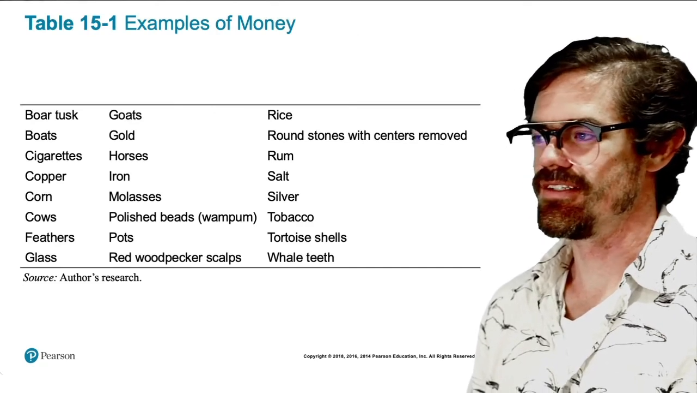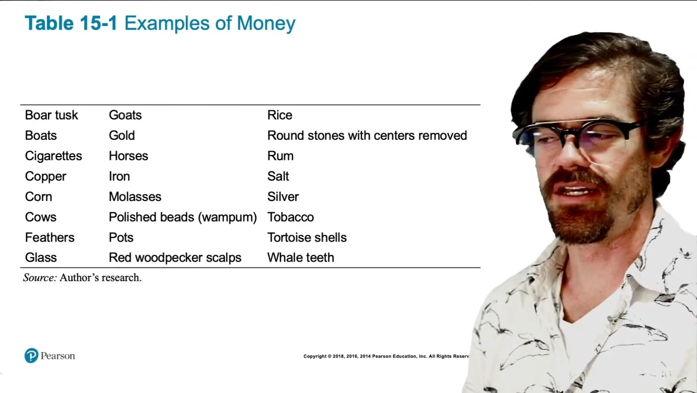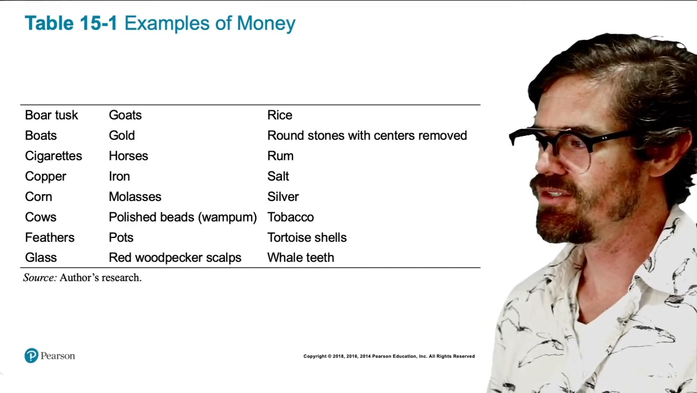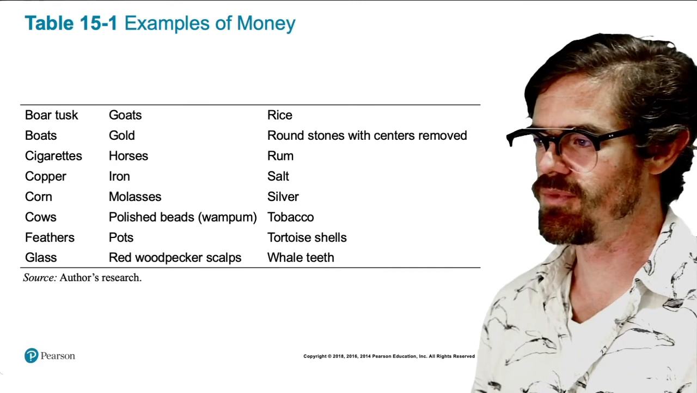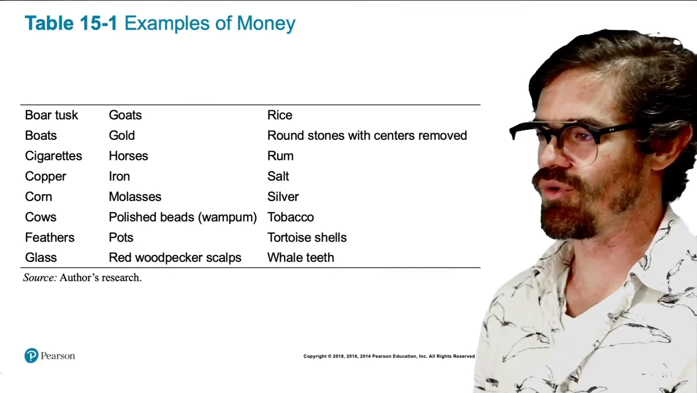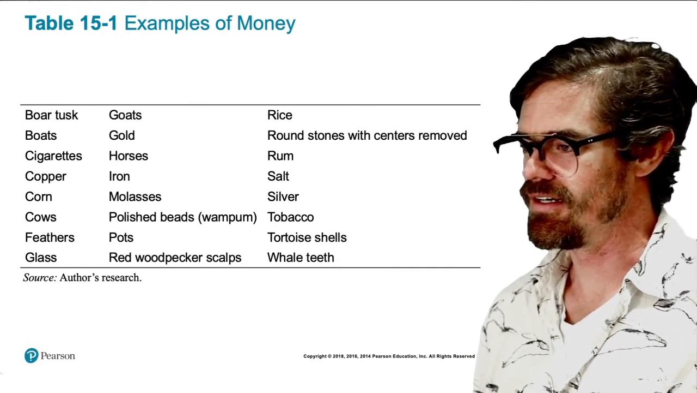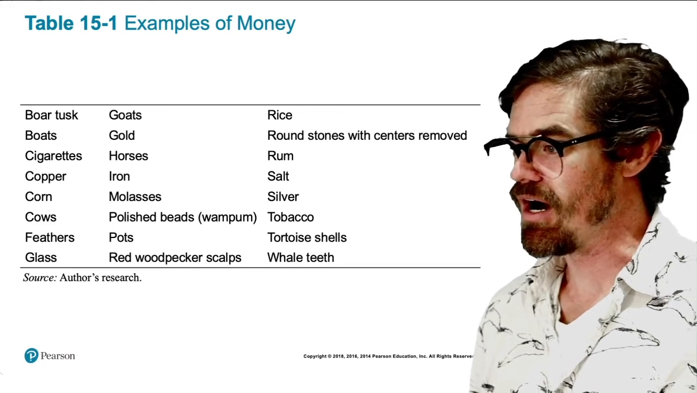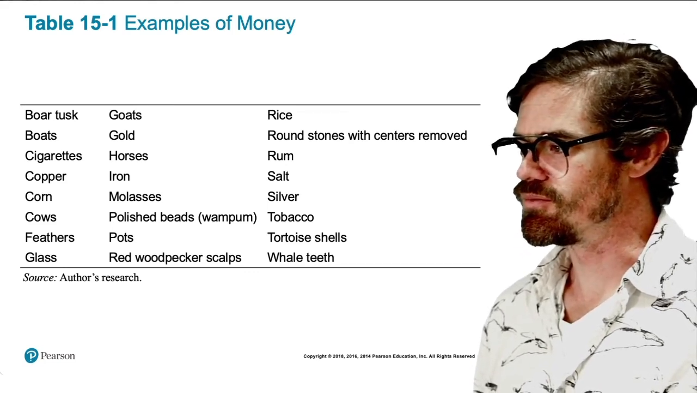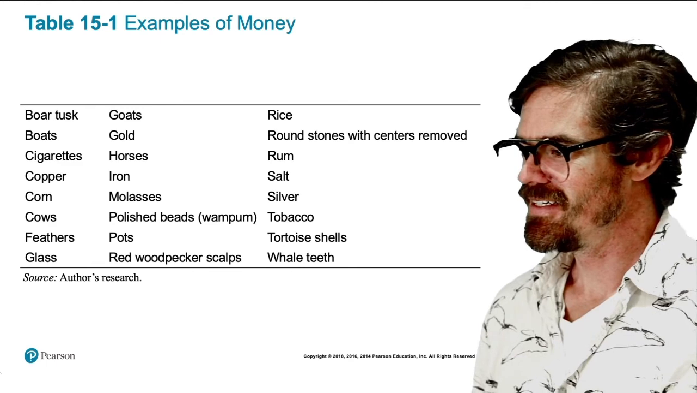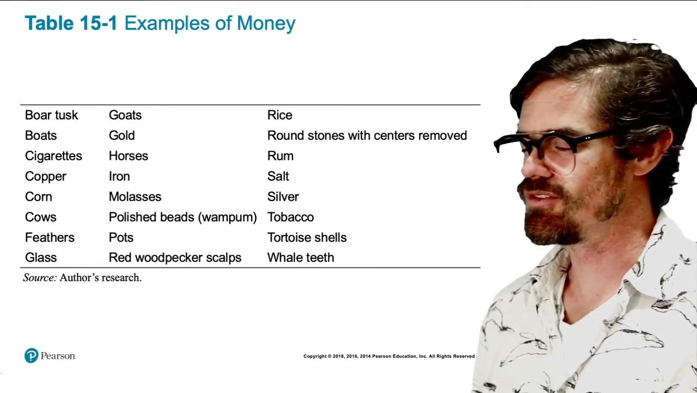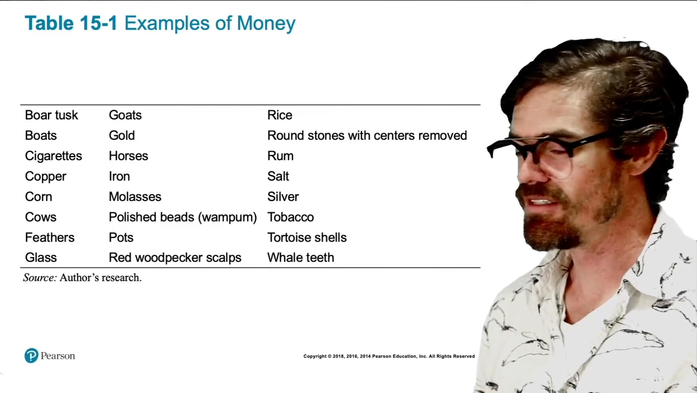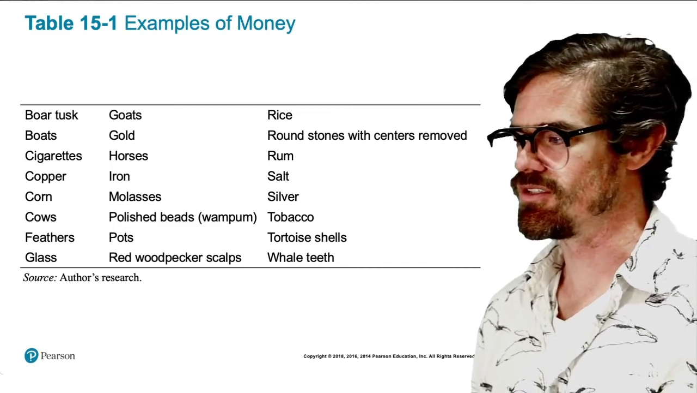So here is a list of some examples of money throughout history. Humans have used all kinds of interesting things as forms of money, including things like boar tusks, feathers, pots, rum, tobacco, silver, probably I'm sure that's not too surprising for y'all, whale teeth. Okay, lots of interesting things used as money.